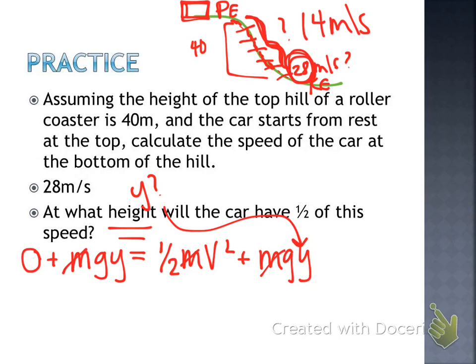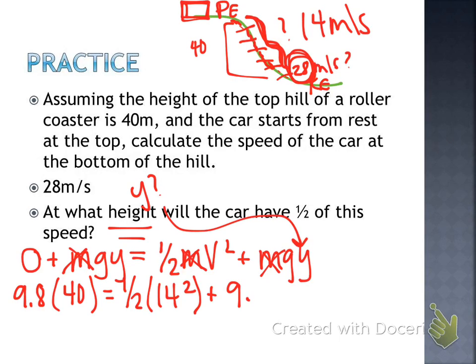It's the same vehicle the whole time. We don't need to have that mass in there, so I'm just going to cancel those. Okay, so we're going to take 9.8 times 40 equals 1/2 times 14 squared plus 9.8 times y. Again, the 14 comes from the question, which asks us at what height will it have half of that maximum speed.